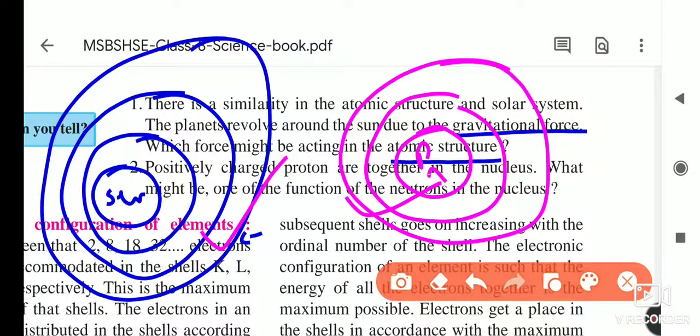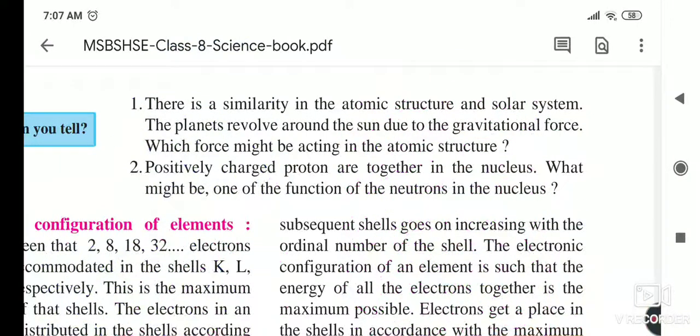Next point: because of which force are they revolving? The reason behind it is the gravitational force. Then which force is there between the nucleus and the electrons, so that the electrons revolve around the nucleus? That is the nuclear force, and due to this they revolve around the nucleus.